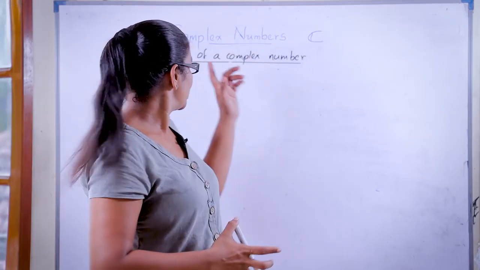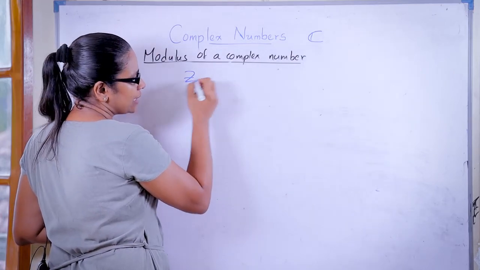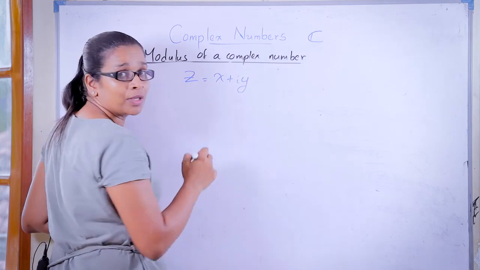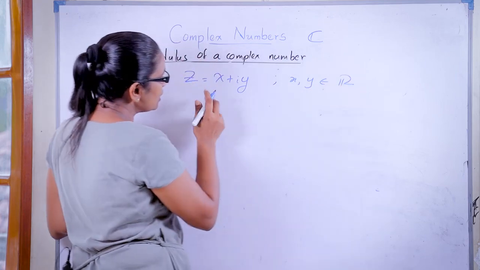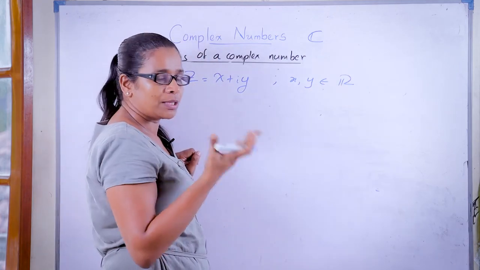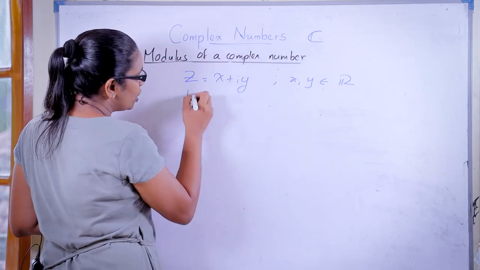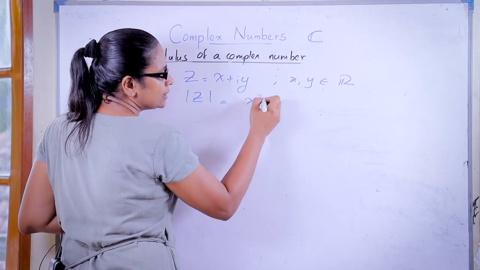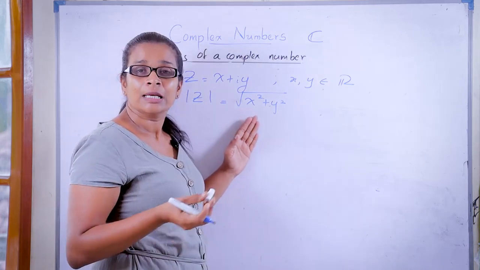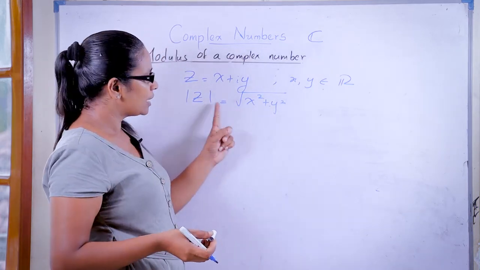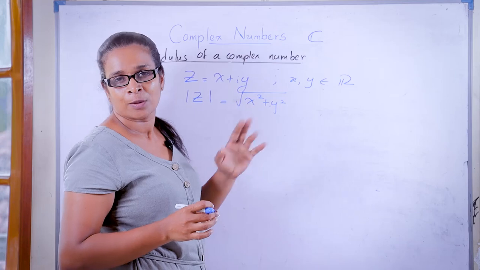Okay, now we are going to talk about the modulus of a complex number. Okay, now if Z is equal to x plus iy, you know this one, both x and y are real numbers, and the modulus of Z, or sometimes it is known as the absolute value of a complex number even. Okay, so the modulus of a complex number equals the square root of x squared plus y squared, the root of the addition of the squares of the real and imaginary parts.